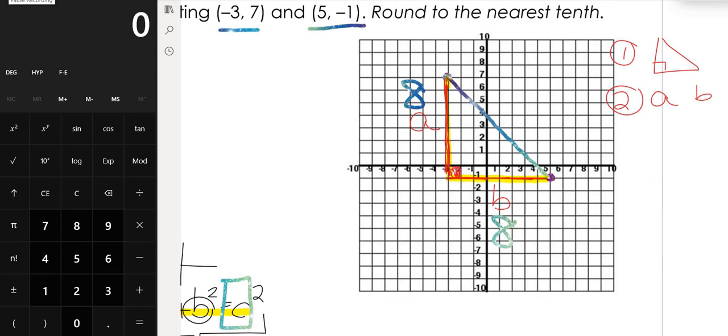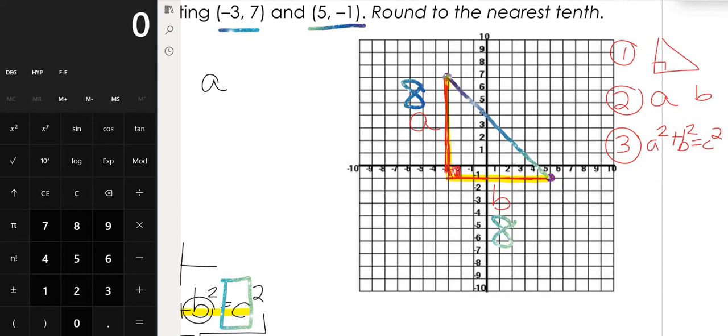Sometimes the numbers are the same, and you'll learn later in the year that that's called an isosceles right triangle because the two legs have the same length. Okay, now that I have A and B, my third step is to go ahead and use the Pythagorean theorem. A squared plus B squared equals C squared. Okay, so how would we use that?